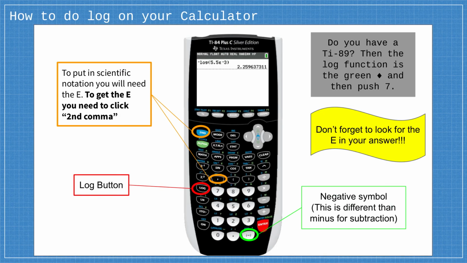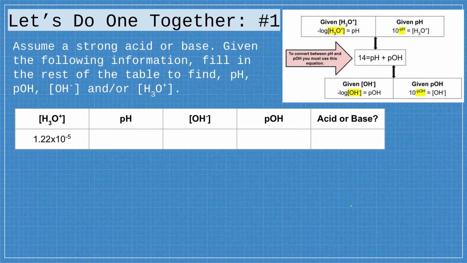How do we do this on our calculator? You use the log button, which is right there, and then for scientific notation, you need to use the second comma. So we're going to do one together. So we are given the hydronium ion concentration, and we need to calculate the pH.